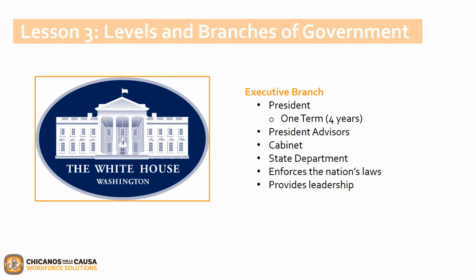Let's start with the executive branch. The executive branch consists of the president, his advisors, the cabinet, and the State Department. The main role of the executive branch is to enforce the nation's laws and provide leadership for the country. When elected by its constituents, or the people, the President of the United States serves for one term, or 4 years. However, the President can be re-elected for another term, so he can serve for a total of 8 years.